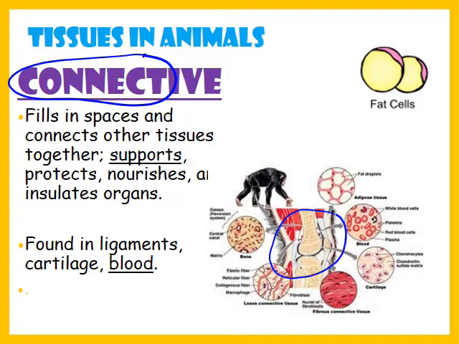Here we're looking at a knee joint in the chimpanzee, and it's got all the different connective tissues there. Fat, adipose is fat, blood, cartilage, and bone.